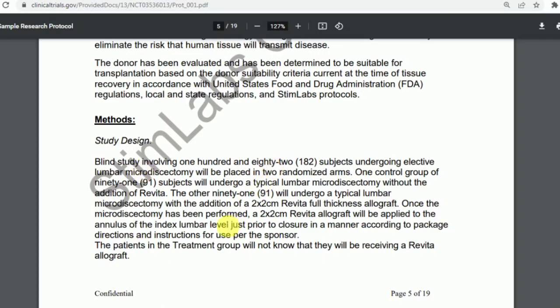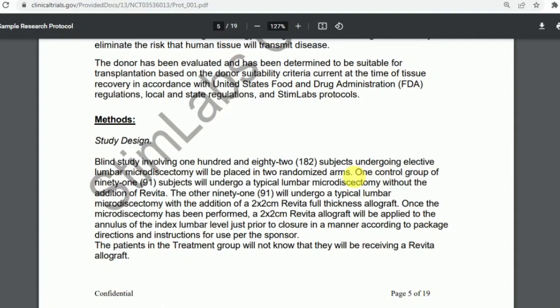Let's take an example of this protocol. In the study design we can see a blind study involving 182 subjects undergoing elective lumbar microdiscectomy will be placed in 2 randomized arms.